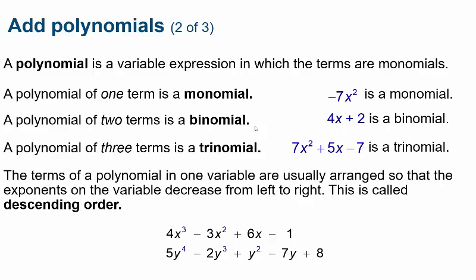The terms of a polynomial in one variable are usually arranged so that the exponents of the variable decrease from left to right. This is called descending order, or sometimes standard form. Something like 4x cubed minus 3x squared plus 6x minus 1 is a polynomial. The exponents are in descending order. Or even 5y to the fourth minus 2y cubed plus y squared minus 7y plus 8.